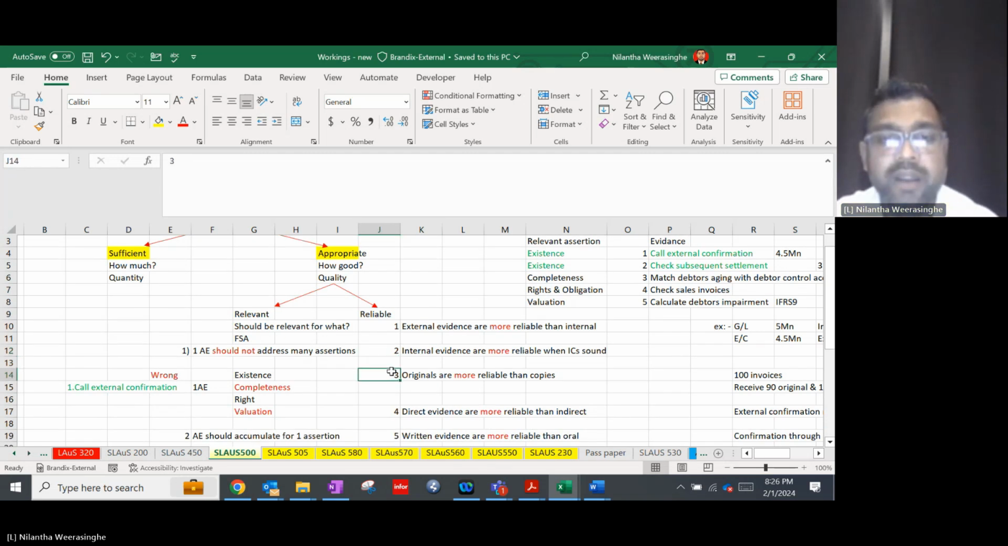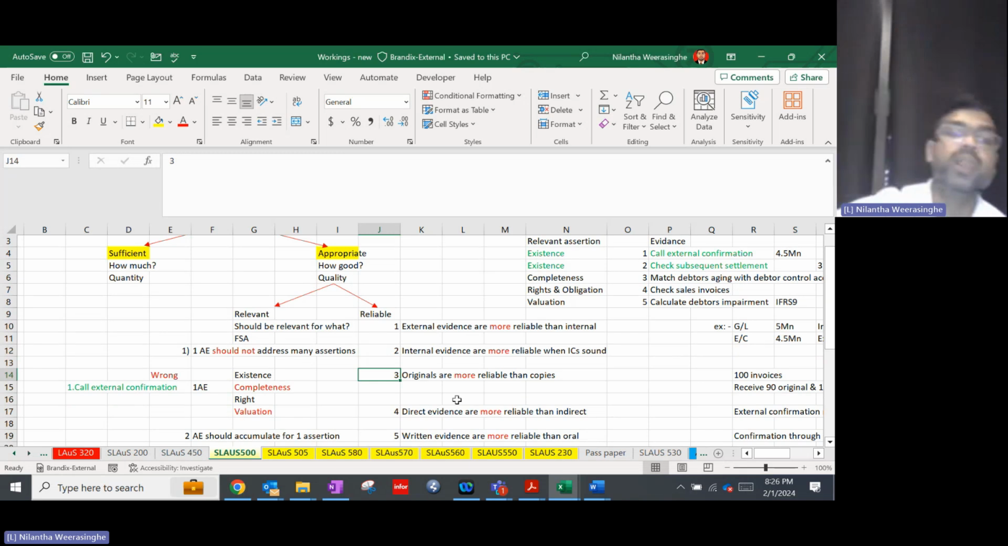Third, original documents are more reliable than copies. Now let's say you're auditing sales. Some original invoices are given by the client, and some invoices are photocopies. Can you rely on photocopies? It is very difficult. You can't. We don't know whether those are fake documents or modified.